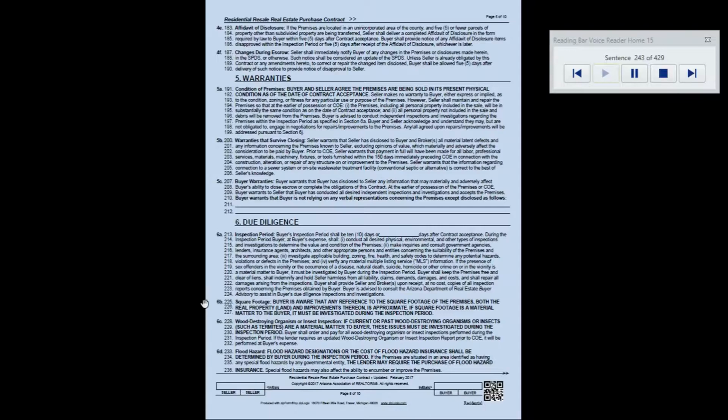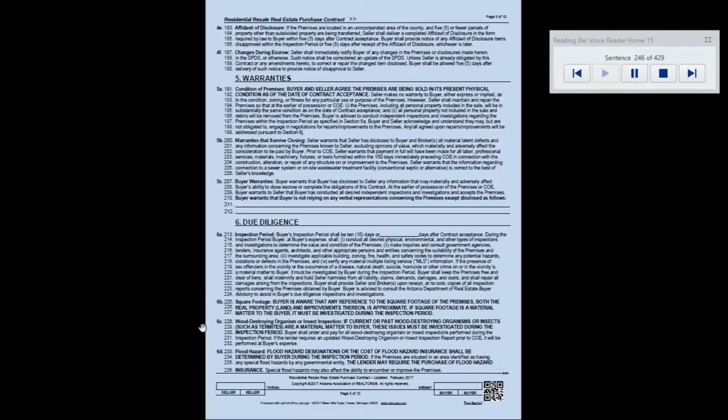6b. Square footage. Buyer is aware that any reference to the square footage of the premises, both the real property, land, and improvements thereon, is approximate. If square footage is a material matter to the buyer, it must be investigated during the inspection period.